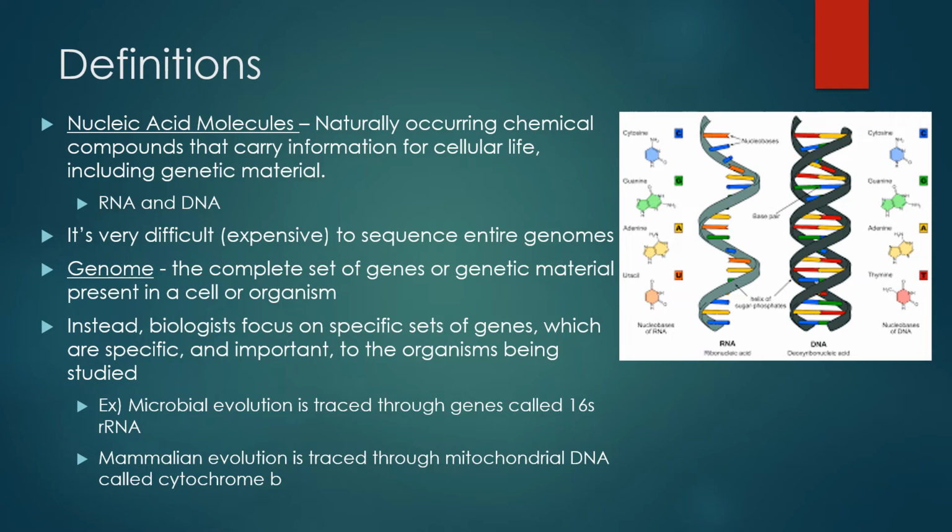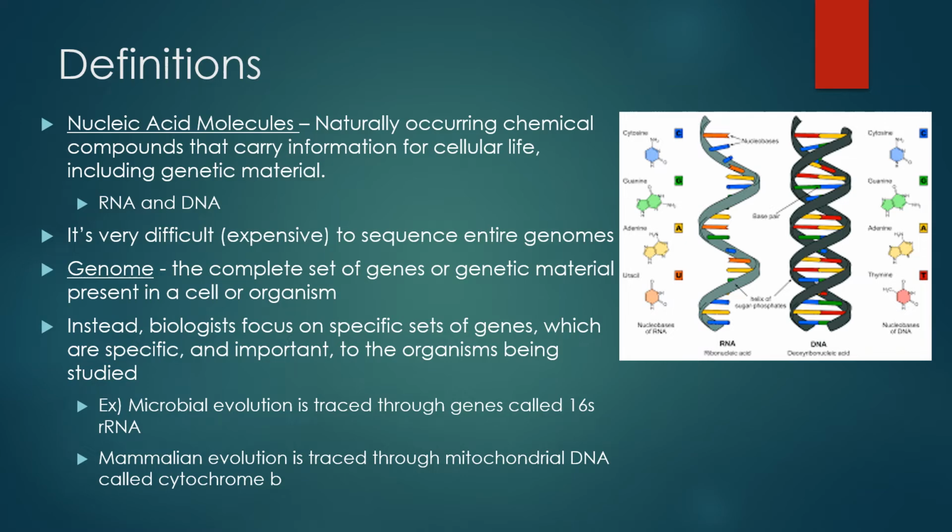Nucleic acid molecules are naturally occurring chemical compounds that carry information for cellular life. This includes genetic material, and as a reminder, those are RNA and DNA molecules. It's very difficult and expensive to sequence, or to map out and name, an entire genome. And as a reminder, a genome is the complete set of genes or genetic material present in a cell or organism.